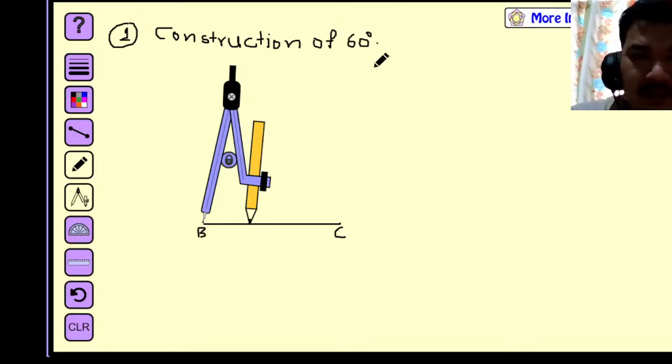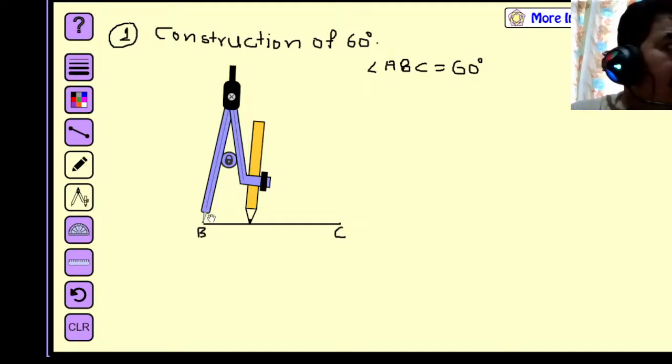Suppose there is given angle ABC. If the name is given there, ABC equals 60 degree. Here the name of this angle is given as 60 degree. So it's clear that the angle will be drawn on the left side of this line segment.